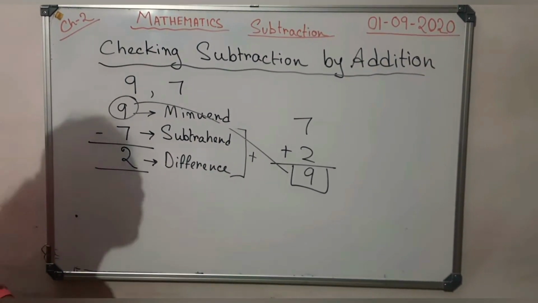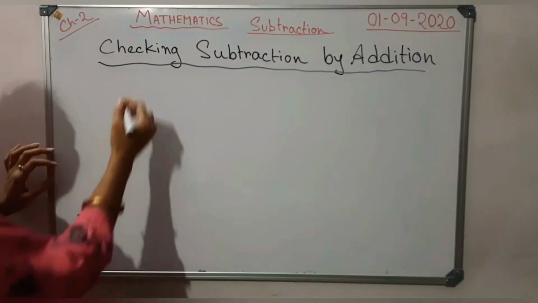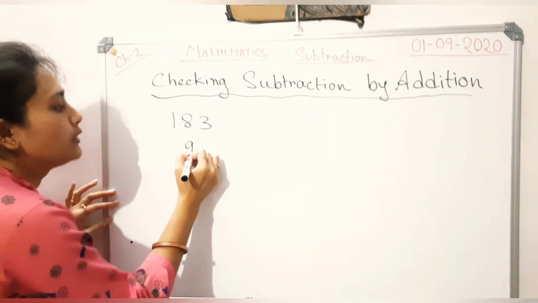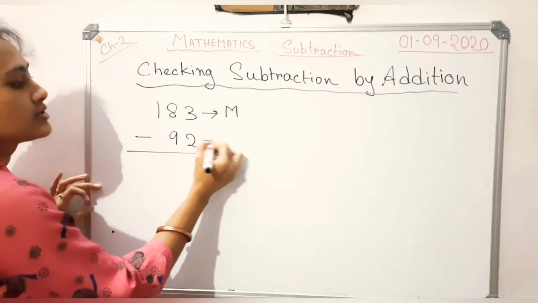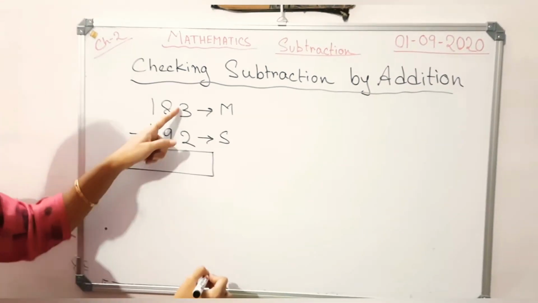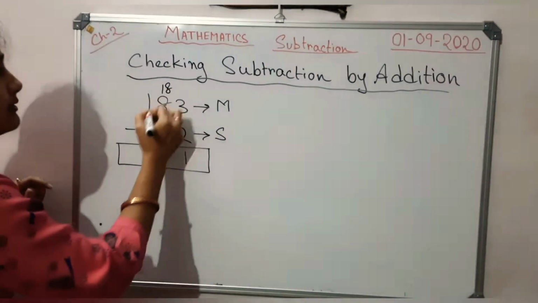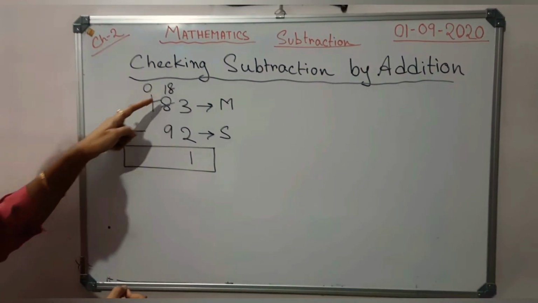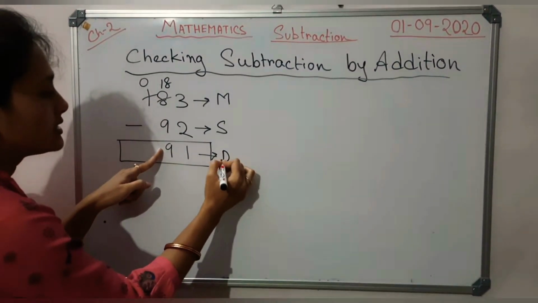In this way, I am giving you a 3-digit number. Suppose I take 183 and 92. You have to do subtraction only. This is your minuend. This is your subtrahend. Now here you have to do subtraction. 3 minus 2, 1. 9 is here and upper side it is 8, so it means 18. I am borrowing this 1 from the beside 1. It will be cut and 0 will come here. So from 18 I have to subtract 9. 9 is coming over here. My difference is 91.